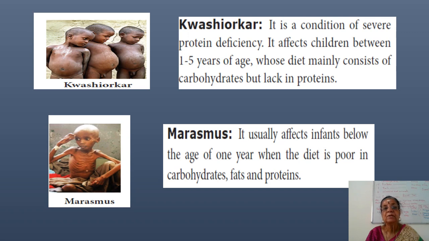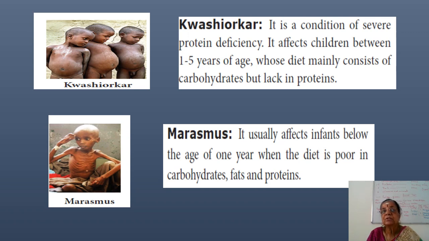Especially poor children, the slum children, are affected due to poverty, due to poor nourishment, due to inadequate food components. Children are suffering from two different conditions. One is kwashiorkor, another one is marasmus.